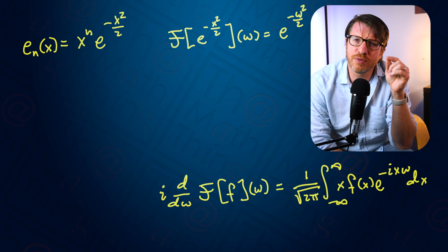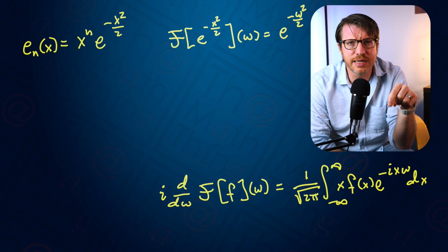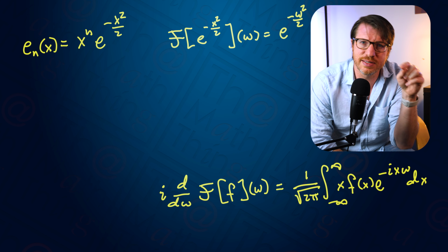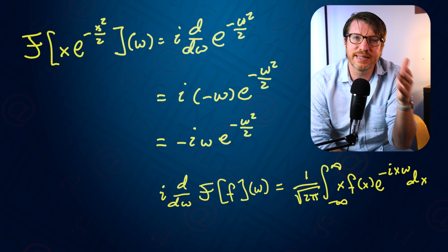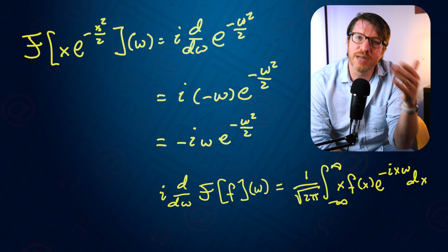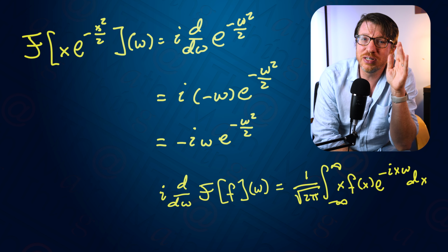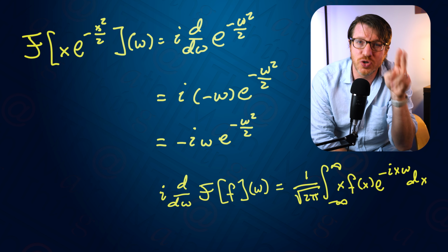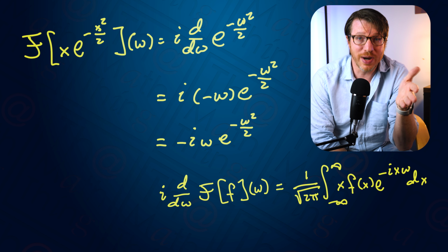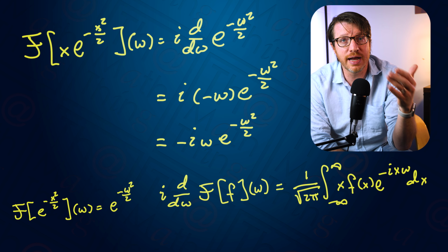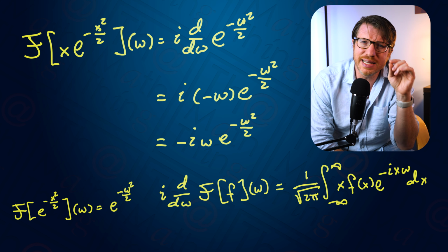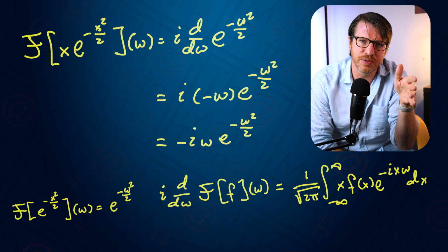So we can get from the Fourier transform of a Gaussian to the Fourier transform of x times Gaussian by this operation. This happens to give negative i times w times the Gaussian. Now, we just have happened to have found two eigenfunctions for the Fourier transform right here. One with eigenvalue 1 and another with an eigenvalue of minus i. But that's not going to happen every time we do this.